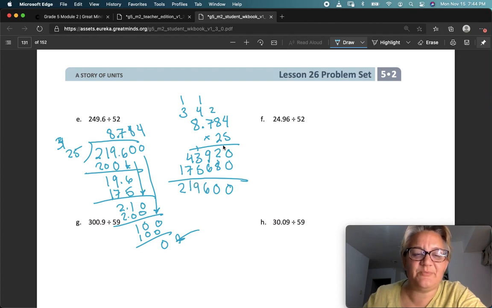Now, where does the decimal point go? Well, I've got 1, 2, 3 spaces there, so I'm going to count from here. 1, 2, 3 spaces. And what do I get? 219 and 6/10, or 600 thousandths, depending on how you'd like to say that. But is it the same number? Yes, it is. We did have to add 2 zeros on it to find the answer, though.